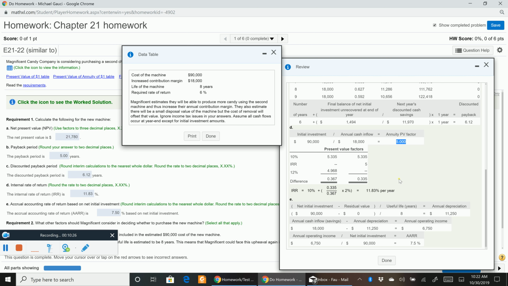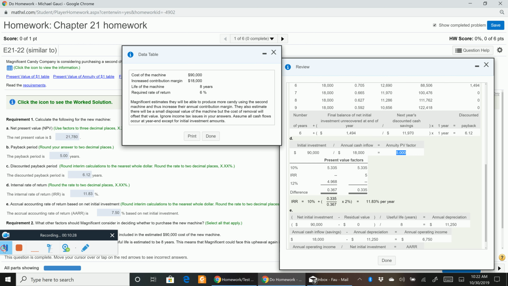And so if we go to our present value of an annuity table, once again, table number 4 in your appendix to your textbook, what we're going to do is go to period 8. Remember, this is an 8-year life. So if I go to period 8, I'm going to work my way across until I find 5.0.